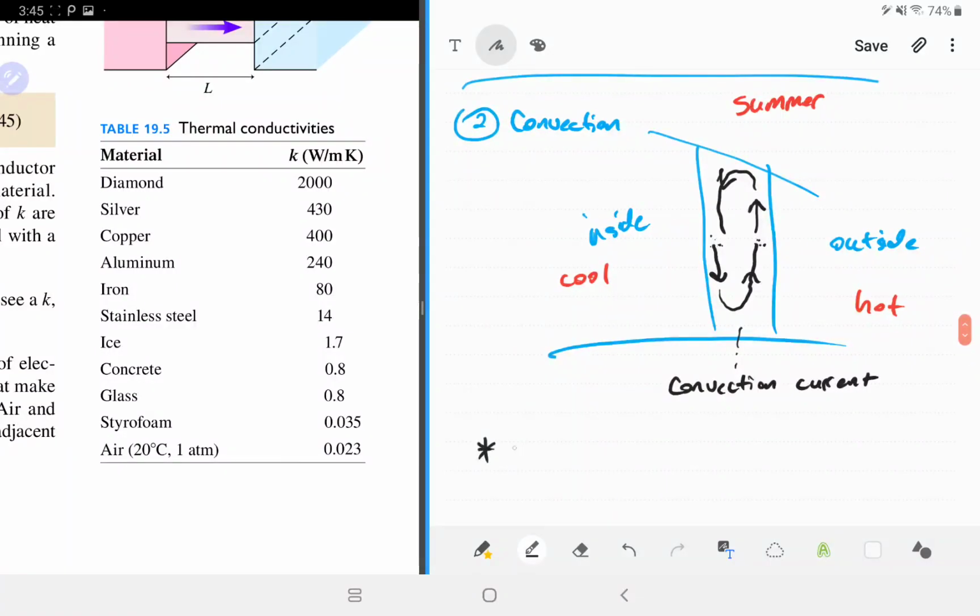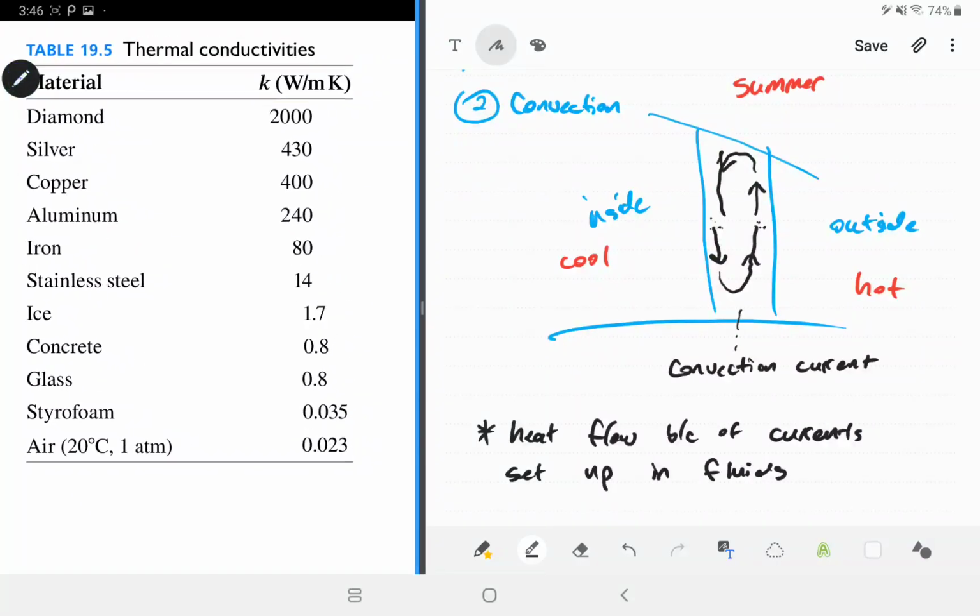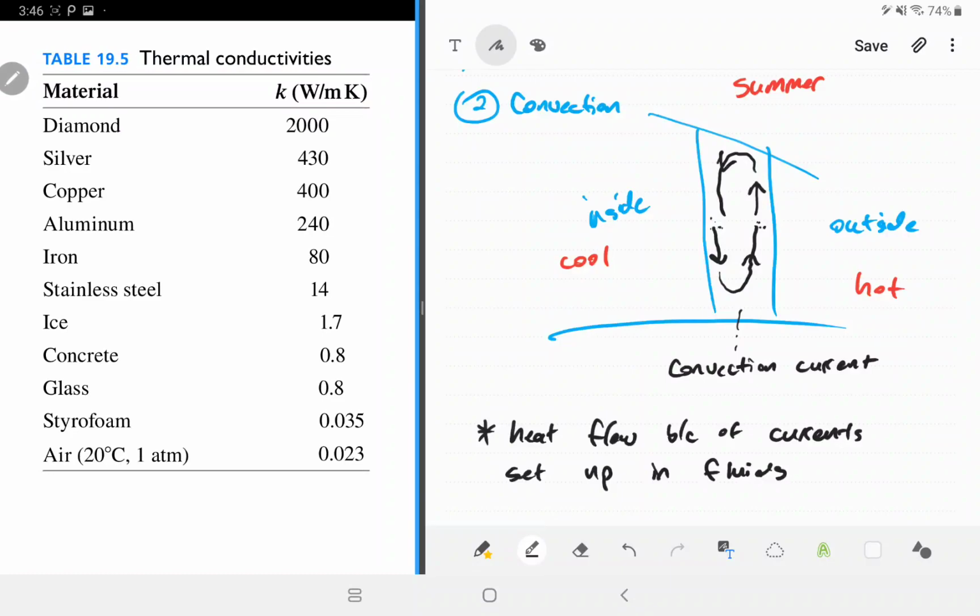So convection is heat flow because of currents set up in fluids. So convection is a phenomenon that happens in fluids. And actually, because of this, it's better to replace the walls of your house with styrofoam rather than leave it with air. So notice right here on the table on the left, the thermal conductivity of styrofoam is greater than air. So you might think it's silly to fill the walls of your home with styrofoam because it's just going to be worse in terms of conductivity, but it completely wipes out any convection currents that could be set up.